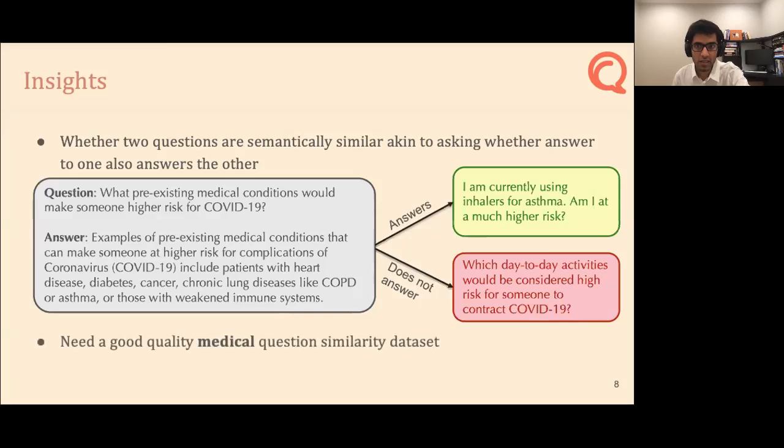That said, we still need a good quality medical question similarity data set. And that was our second insight, that whatever we do in the first task design, that is not going to be enough, and we still need a question similarity data set of our own.